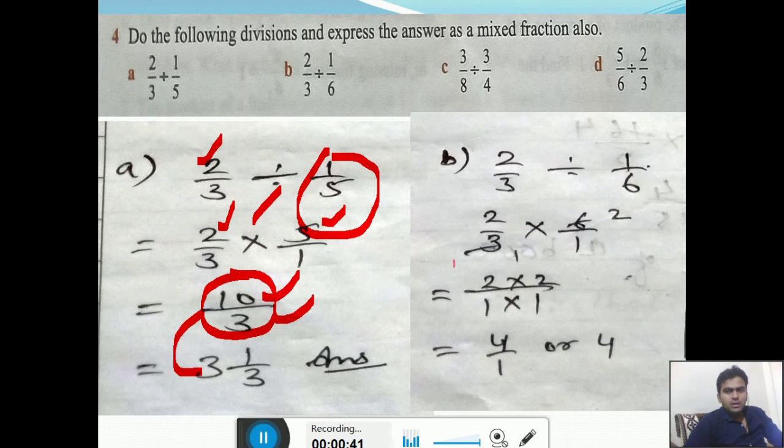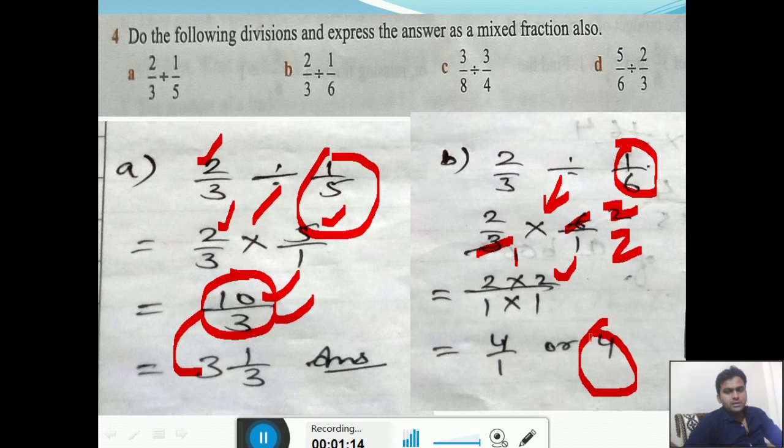Next question, 2 upon 3 divided by 1 upon 6. So in this question, change the sign from divide to multiply and reciprocal the second number. So it will become 6 upon 1. Now we can simplify this 3 and 6 by 3. So 3 1s are 3 and 3 2s are 6. So in the numerator you will get 2 into 2. So 2 into 2 is 4, 4 upon 1, and 4 upon 1 we can write as 4.